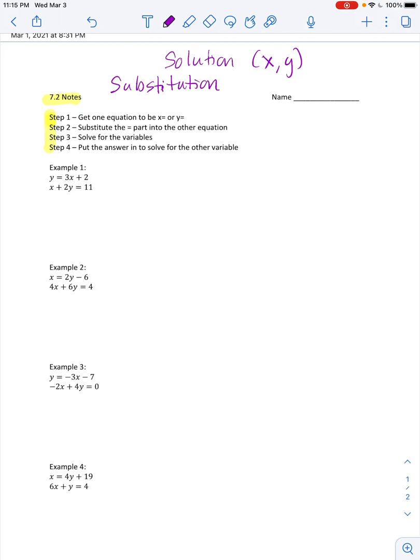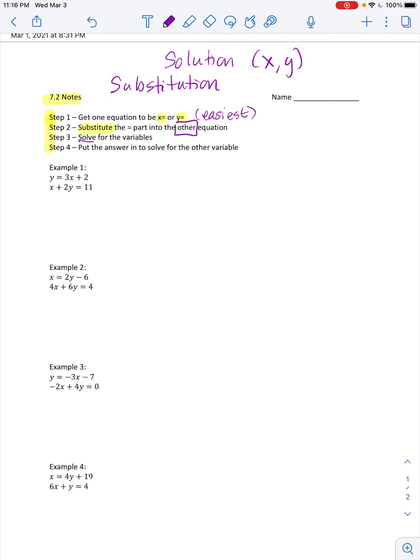We're going to get one equation. We need it to either be x equals something or y equals something. And we're going to do whatever one is easier. So we're going to look at the problem and we're going to choose the easiest one. And I'll show you what that means. After we know what x equals or what y equals, we're going to go ahead and substitute that in to the other equation. That's the key. And at that point, you'll just be able to solve and you will get one of your answers. You'll either get x or y.